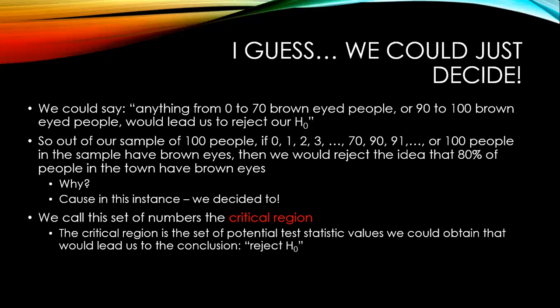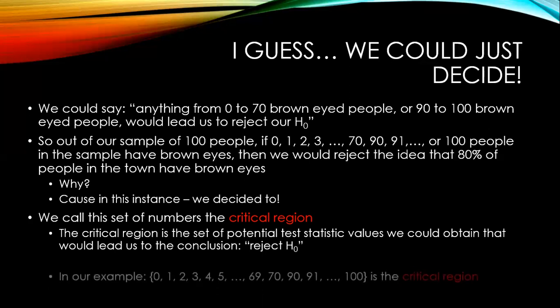So it's a set of potential numbers we could get from our sample, the set of numbers we could count in our sample that would lead us to reject H0. And in this test that we came up with today on the spot, we chose that region. We chose these numbers, and that's perfectly fine. There's no rule saying we can't do that.